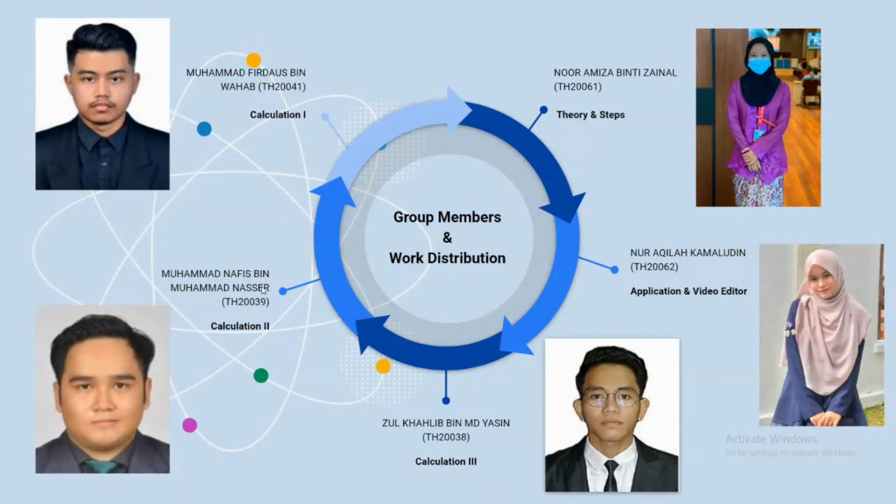The first one is Muhammad Firdaus bin Wahab with ID number TH20041. He will do the first calculation part. The second is Muhammad Nafiz bin Muhammad Nasir with ID number TH20039. He will do the second calculation. The third one is Zul Khalid bin Mat Yassin with ID number TH20038, and he will do the calculation part 3.